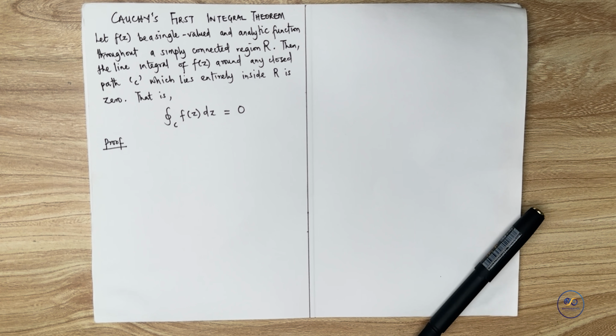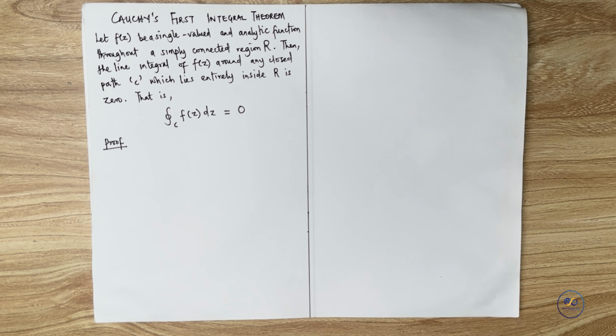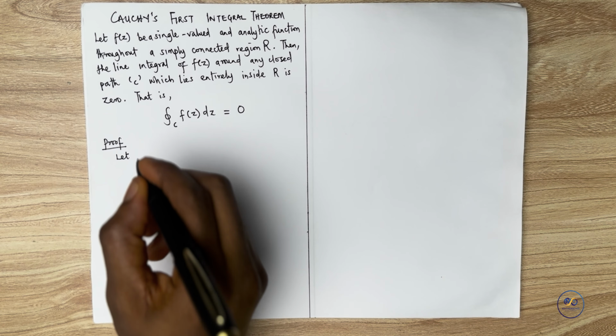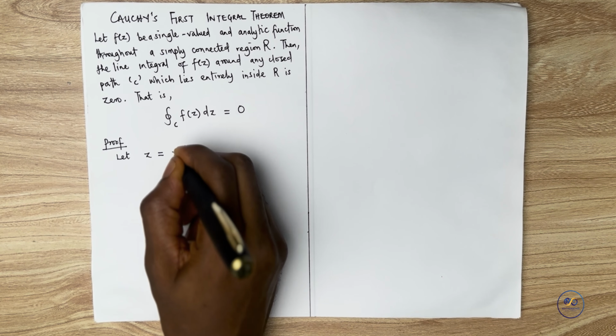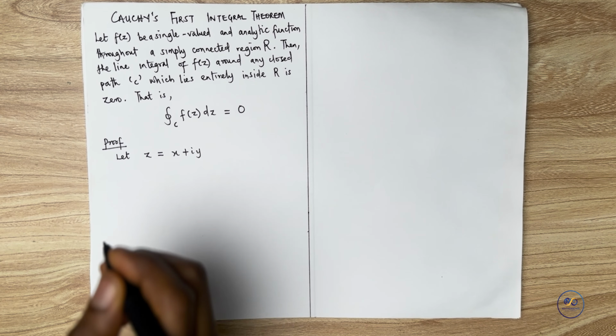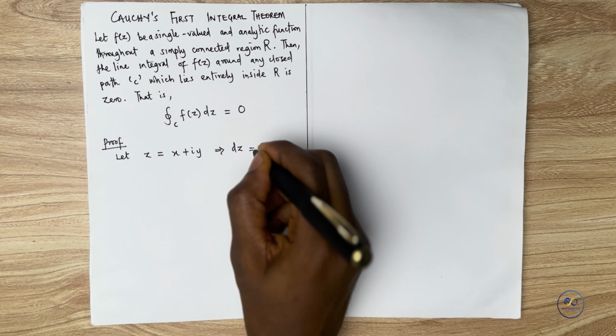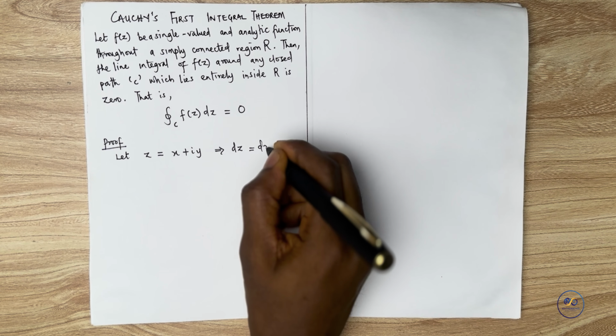Now, of course, the very first thing we want to do is have a good understanding of how this function can be defined. Remember that we have been told that f of z is single valued and analytic. So let us first and foremost start with the variable z itself. Of course, in its algebraic form, we can define z as x plus iy, which would mean that if we differentiate both sides, we can have dz equal to dx plus i dy. So this way, we already have our first differential.